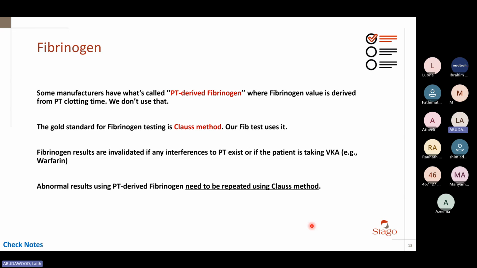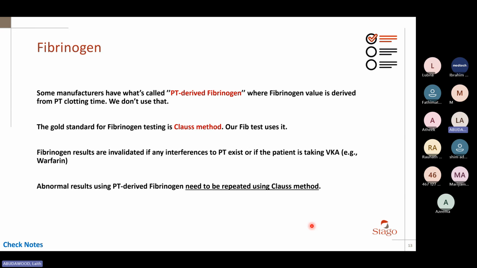We call this methodology Klaus method. Klaus is the name of the person who invented it. So Klaus method: dilute the sample, add thrombin, clotting time, calibration curve. Some manufacturers provide you fibrinogen with the PT result. So you just use the PT reagent. So we call that PT-derived fibrinogen.